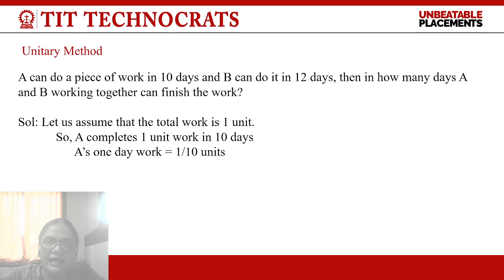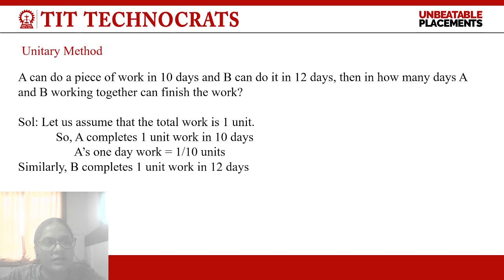Again, it is given in the question that B can do it in 12 days. So B completes 1 unit of work in 12 days. Again, here we can easily calculate B's 1 day work. Divide both sides by 12, and we will get B's 1 day work. So B's 1 day work is 1 by 12 units.